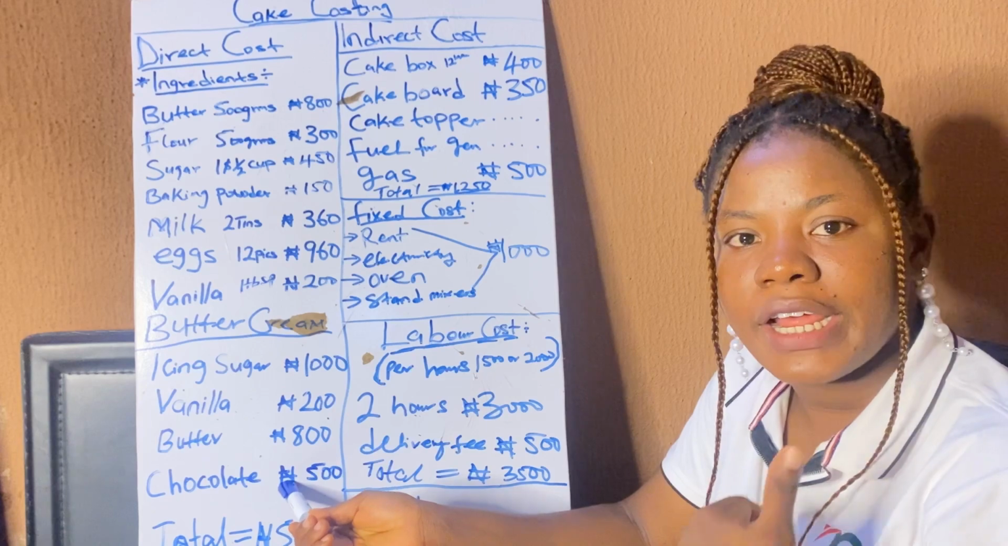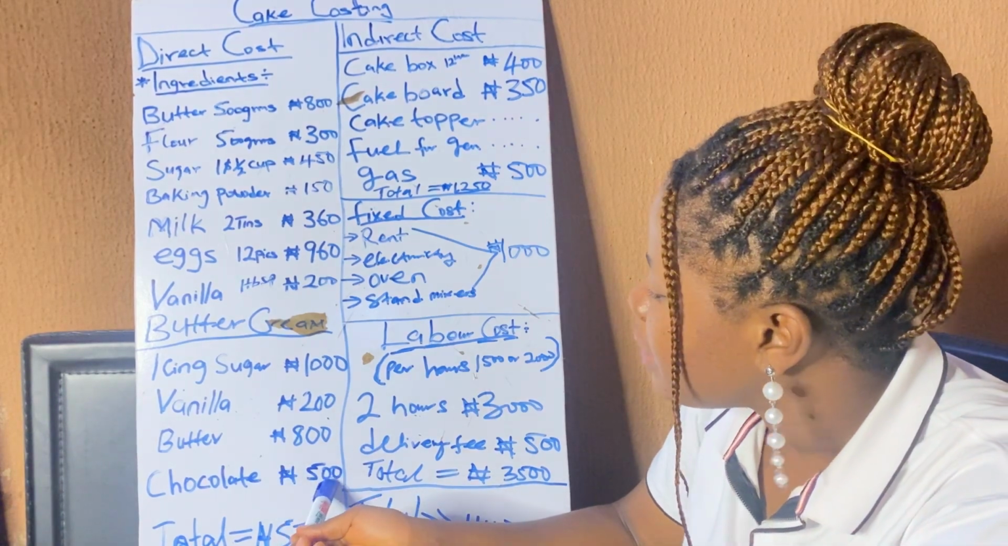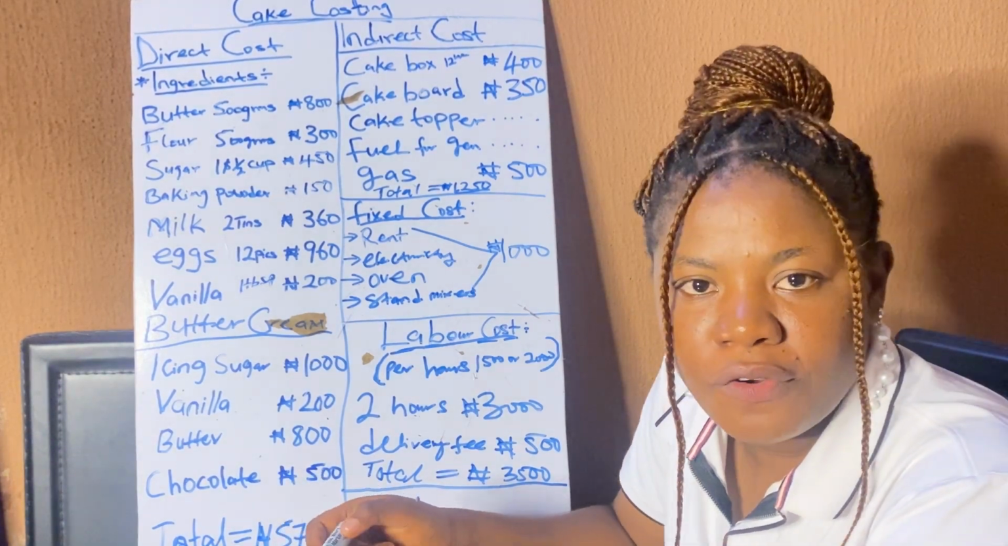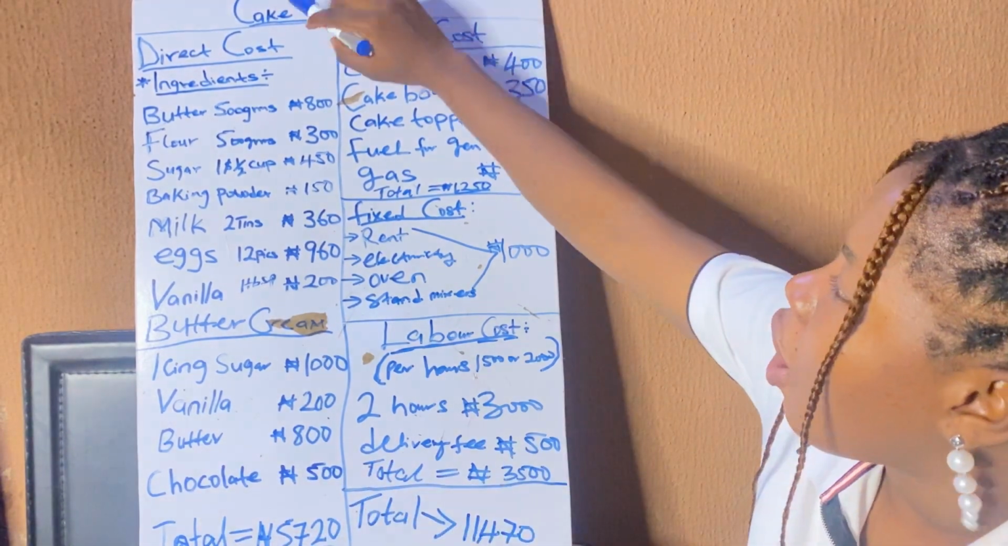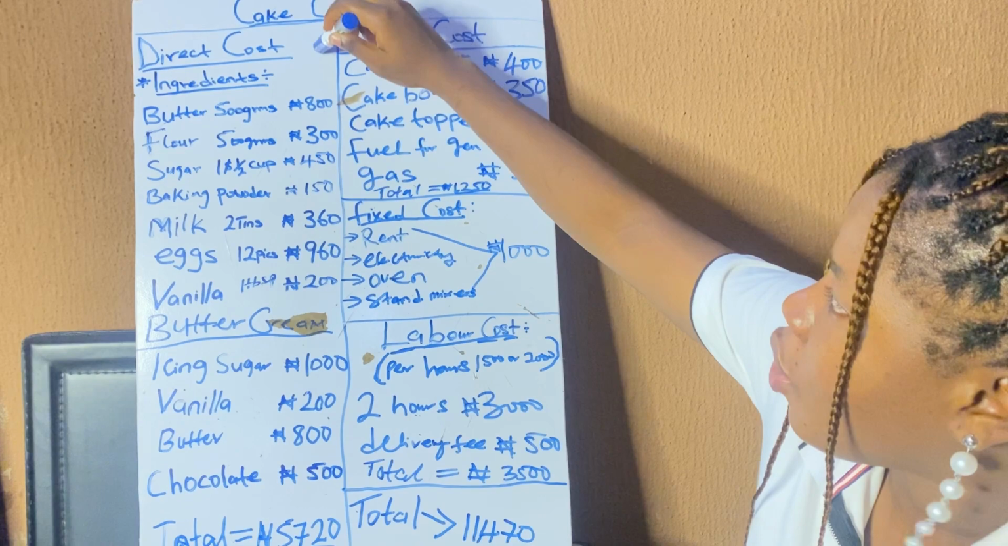You saw the chocolate drip in there, so I'll be using chocolate for 500. You use your chocolate, you melt it and all that. So you can see all these costs, all these direct costs.